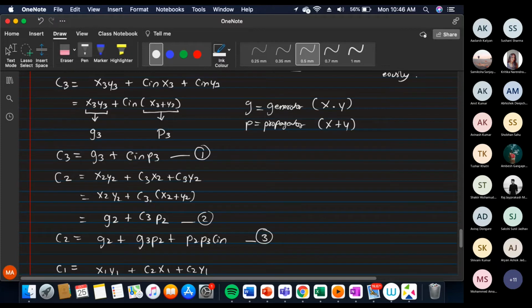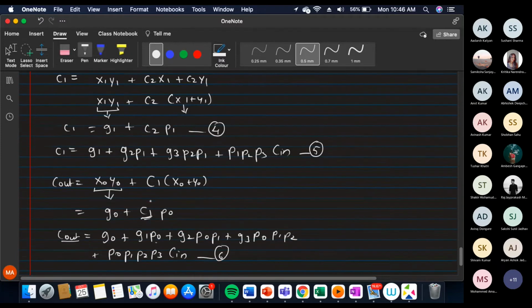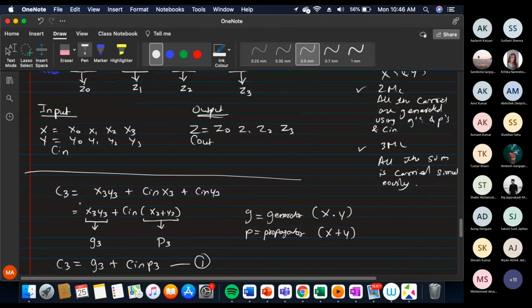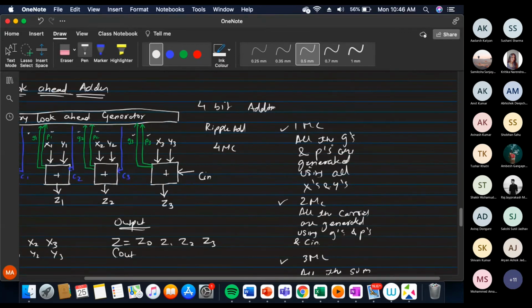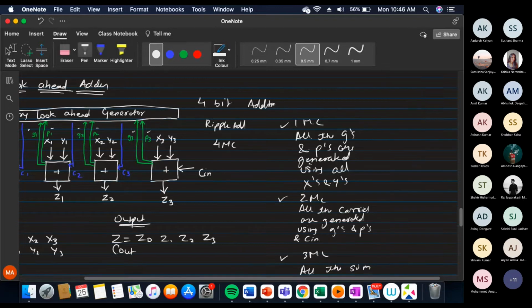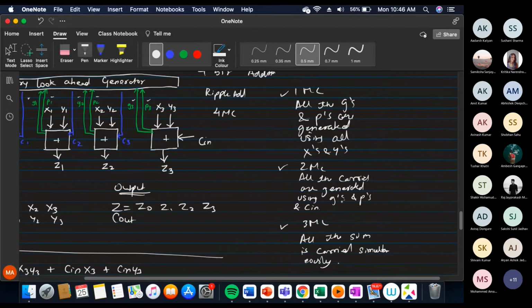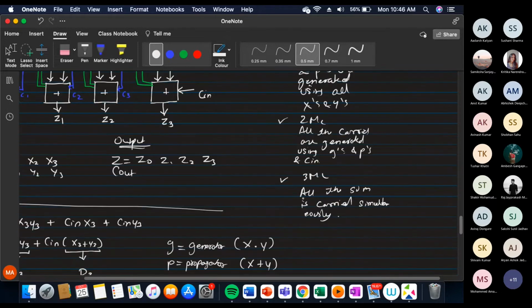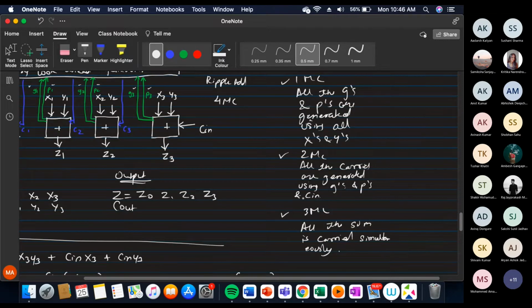Using the generator and propagator, you just need to substitute the values. You will be getting all the carry outputs. Once it comes, you need to explain that in the first machine cycle, all the G's and P's are generated using the inputs and the adder. In the second machine cycle, all the carries are generated using the G's and P's and the C-in. And in the third machine cycle, all the sums are generated using the carries generated by the carry look ahead generator. Is that clear?